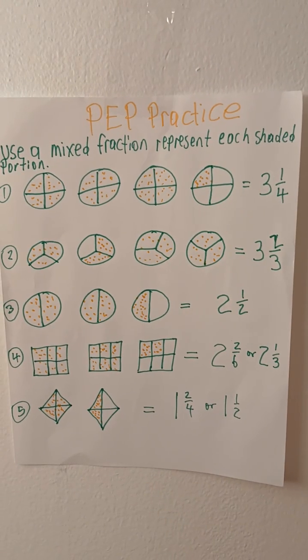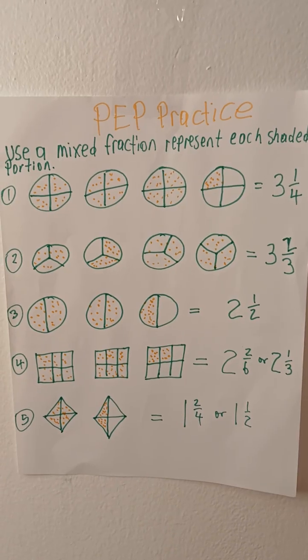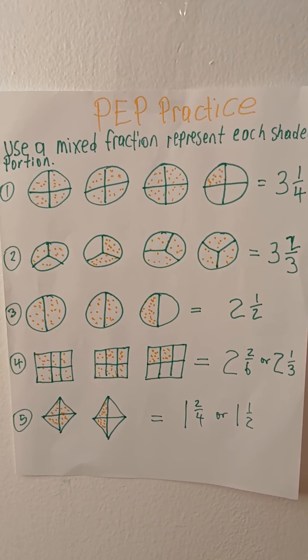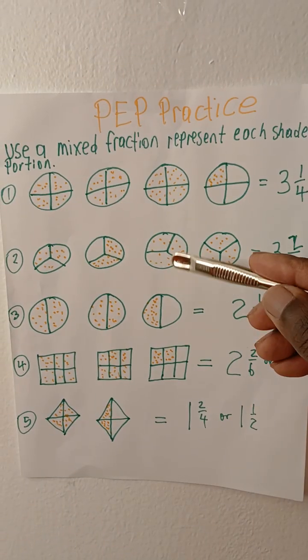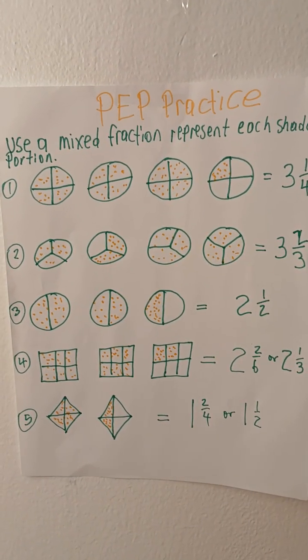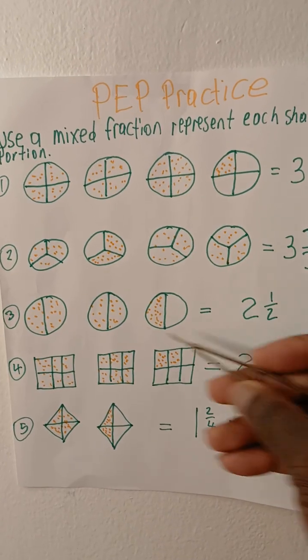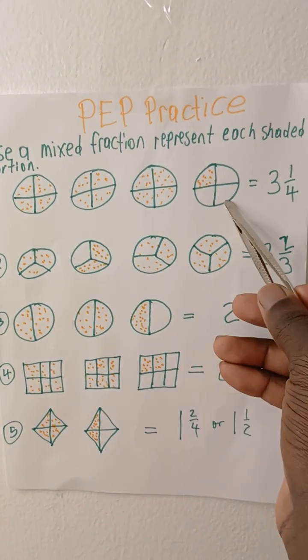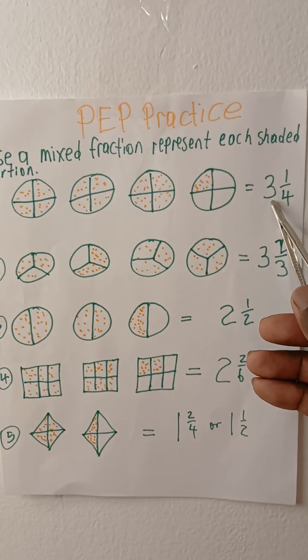These are plane shapes, also called two-dimensional. Two-dimensional because you're only able to see one side. And here, each shape is apportioned fractionally. How do we write these three plane shapes as a mixed number?